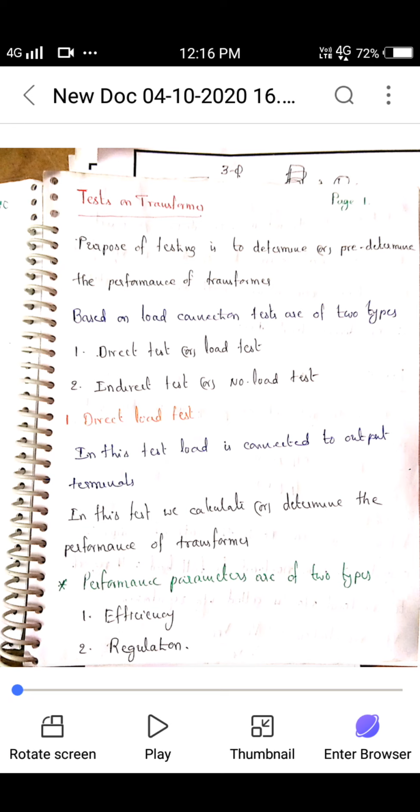Determination is direct, by putting load. Predetermination or estimation is without putting load. Without putting load we have to estimate the performance of any machine or any device.